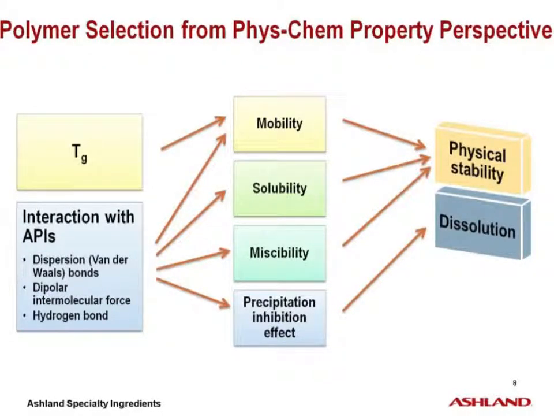glass transition temperature, Tg, and the interaction between polymer and the API are the two most important factors to consider. A high Tg polymer can effectively reduce the mobility of amorphous API, and therefore enhance its physical stability. The interaction between API and the polymer will impact the mobility, solubility, miscibility, and precipitation inhibition effect, and eventually will affect both the physical stability and dissolution performance of the solid dispersion.